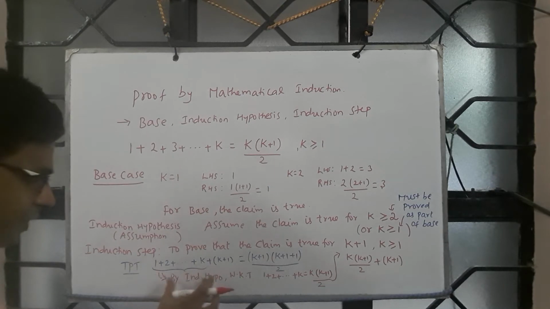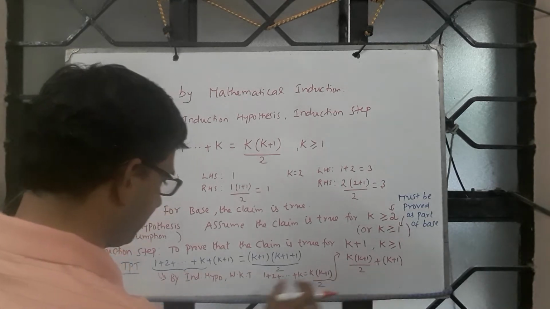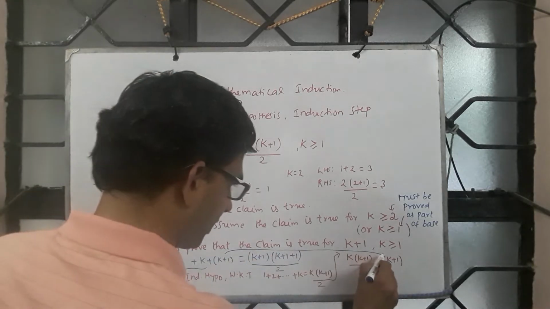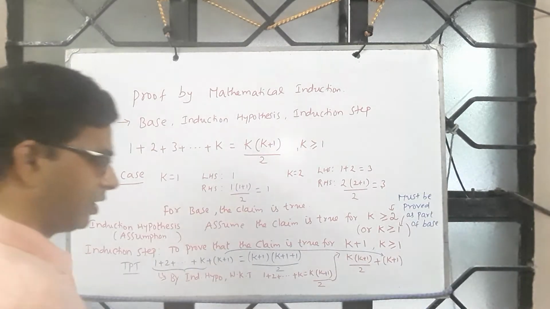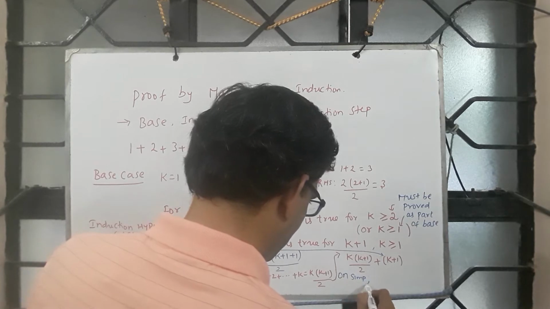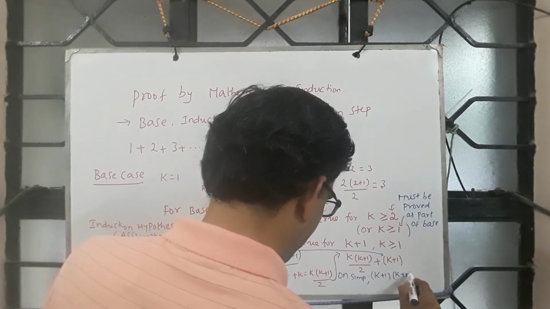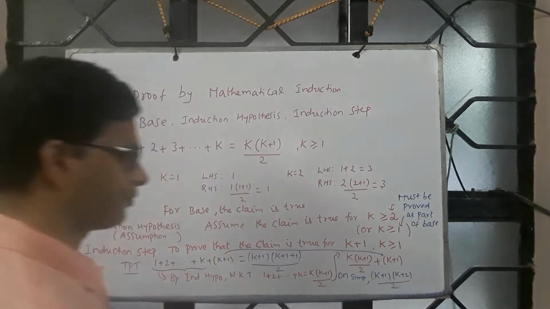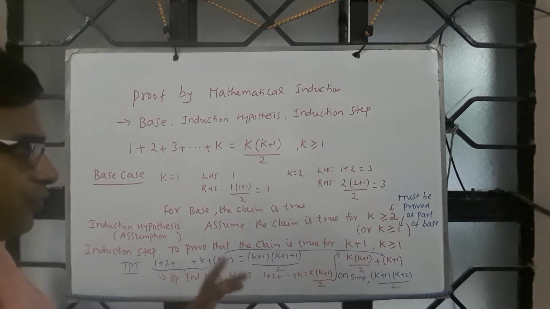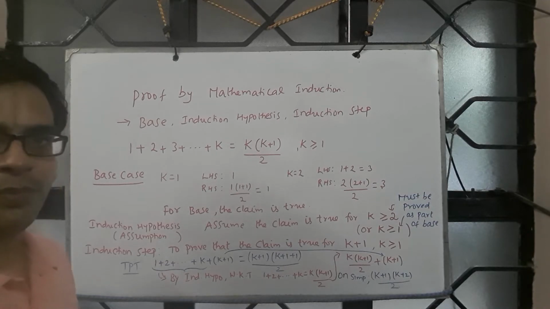By the inductive hypothesis, we know that 1 to k is k into (k plus 1) by 2. So you get k into (k plus 1) by 2 plus this k plus 1. Correct? Now if you simplify this, on simplification, what do you get? You get what we need: (k plus 1) into (k plus 2) by 2. With this, we conclude the claim is true for any k, where k is greater than or equal to 1.